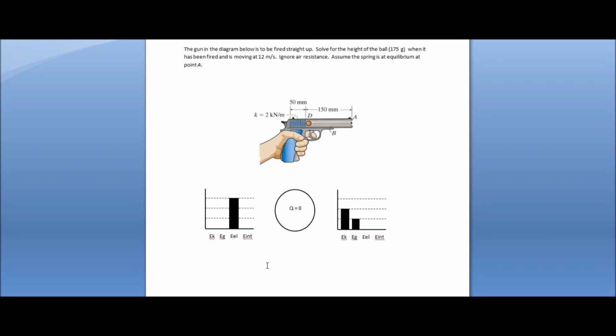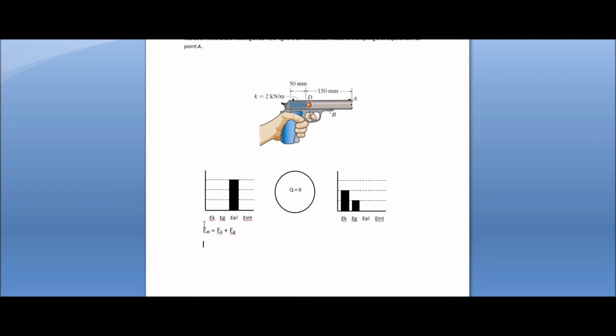So before the gun fires, we have all elastic. So we're going to say all elastic, and that's going to be equal to whatever we have after the situation. So we have kinetic energy, and we have gravitational energy.